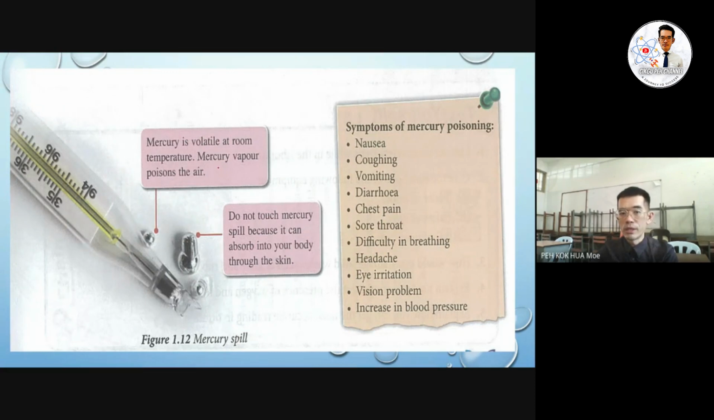If we inhale the mercury vapor, or touch a mercury spill, it can be absorbed into your body through the skin and cause mercury poisoning. The symptoms are nausea, coughing, vomiting, diarrhea, chest pain, sore throat, difficulty in breathing, headache, eye irritation, vision problems, and increased blood pressure. So that means it's very dangerous.